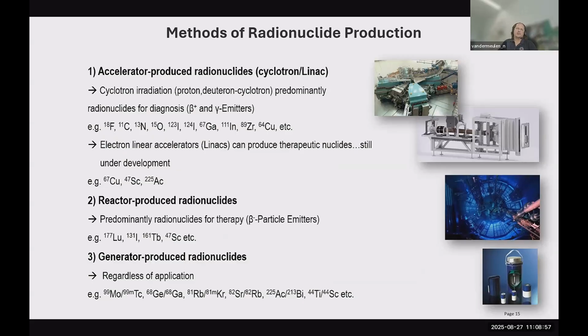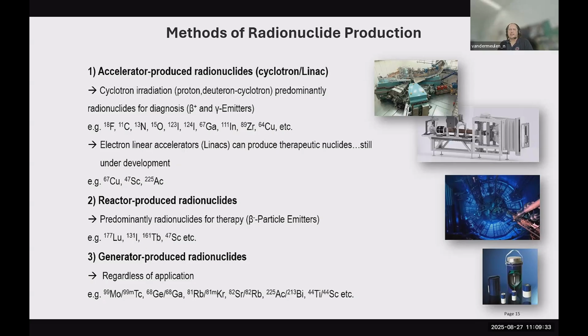So your accelerator-produced nuclides using cyclotrons or linear accelerators, which we like to term LINACs, use particles such as protons or deuterons, or even gamma emission, like electrons for the linear accelerator, to hit targets and produce the likes of fluorine-18 and carbon-11. This is for your lower energies, gallium-67 for your medium energies, and even indium-111, etc.